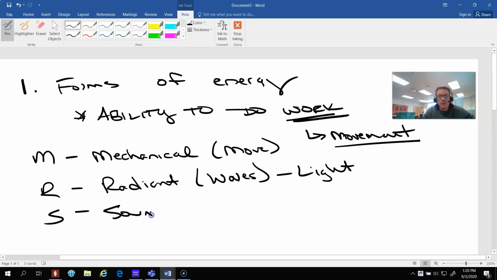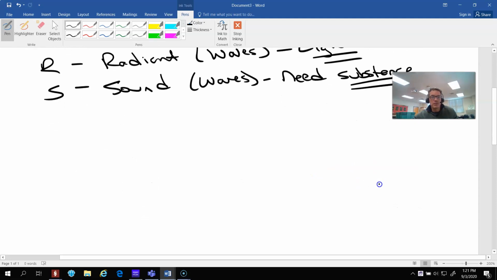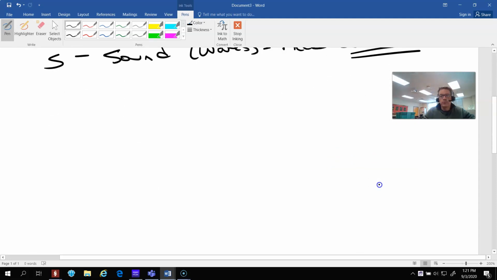And we also had sound. These are also waves, but they're going to be a little bit different because they need to have something to travel through. So these actually do need a substance, a solid, liquid, or a gas, to be able to move through, whereas light and radiant energy doesn't actually need that. If we go down a little bit further, we've got the second half, we've got Mrs. Chen.